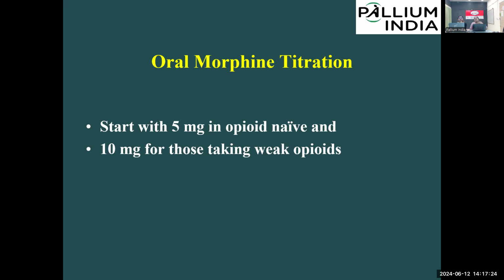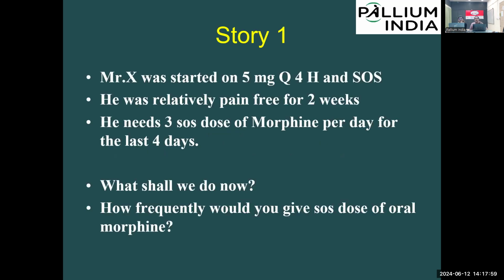Suppose the patient is already on a weak opioid like tramadol or tapentadol, what would be our choice? We can start the patient on either 7.5 milligram or 10 milligram of oral morphine. So if the patient's already on weak opioids, we can start with 10 milligram Q4H of oral morphine. And if the patient is new to opioids, the starting dose preferably is 5 milligram Q4H. So next slide, please.